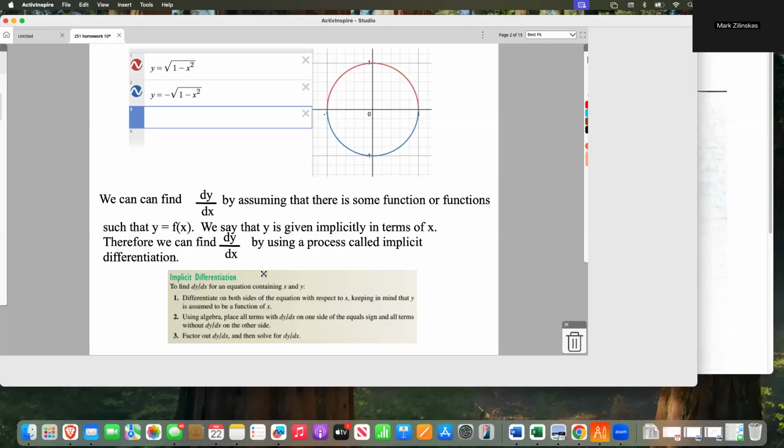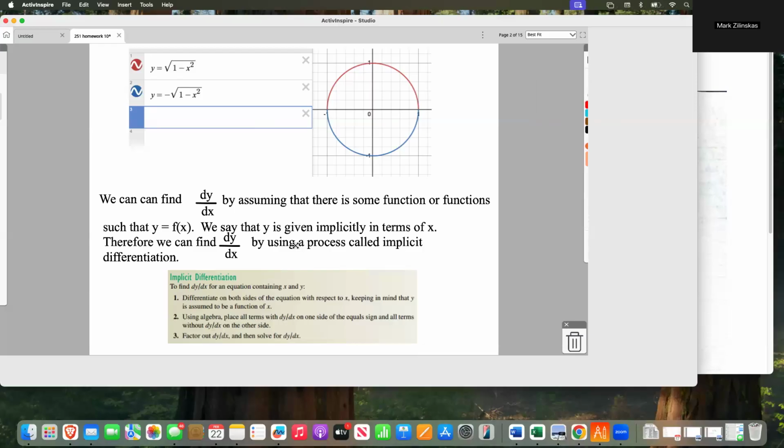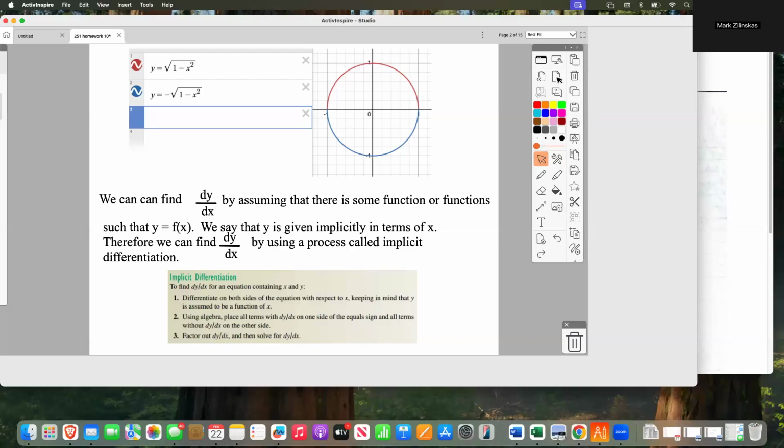In other words, with the original equation, x squared plus y squared equals 1, we're just going to differentiate both sides of that equation with respect to x. Then, using algebra, we want to place all the terms with dy dx on the same side of the equal sign. If we're finding the derivative of y with respect to x, we need to use the chain rule because we're assuming that y is two or more functions of x. So we need to use the chain rule on the terms that contain y. And then lastly, all we need to do is solve for dy dx, and I'll show you how that works.